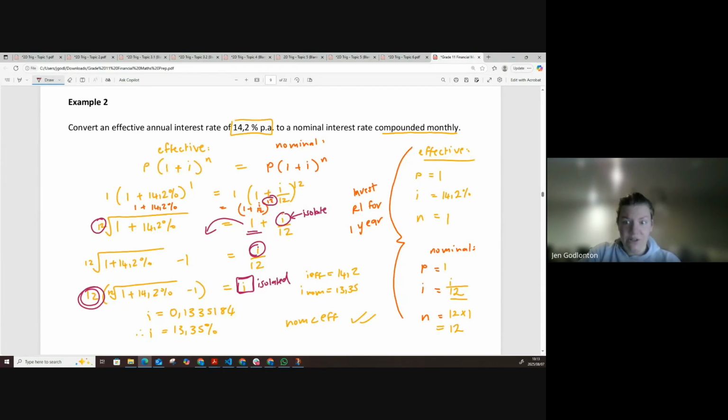Yeah, absolutely. You can work with any number as long as your p-value is the same in both. So like if I made this p20, as long as I also made that p20, it's fine. As long as they're the same, it's not a problem.